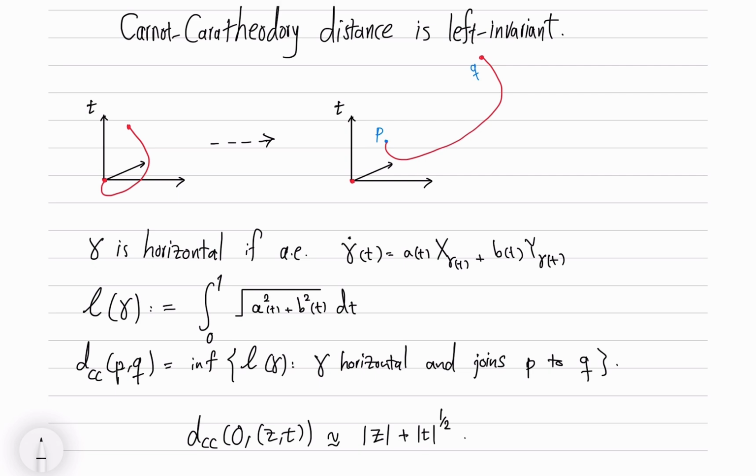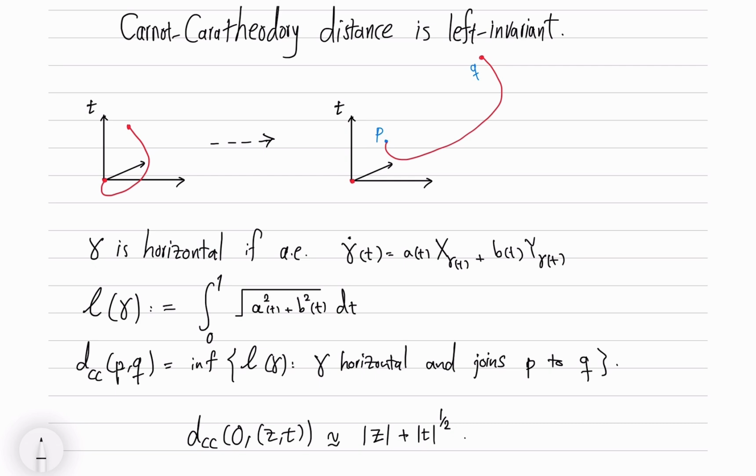And I'm not sure even if we showed that any arbitrary pair of points can be connected. Maybe we did. But anyway, it was easier to show that any point is connected by a horizontal curve to the origin. And generally, the analysis with one of the points being the origin is simpler, at least for technical calculations. So once we know the distance is left invariant, we can then easily transfer any other pair of points so that one of the ends happens to be the origin.